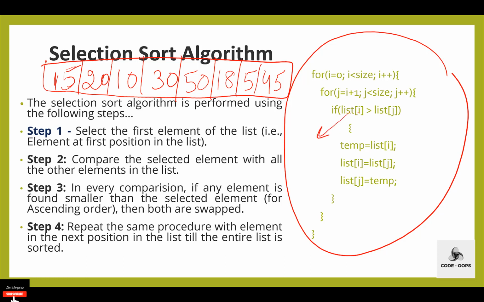List is the name of the array and size is the total number of elements in the array, and i and j are loop counter variables, and temp is a temporary variable for swapping. The first for loop is for pass and the second for loop is for comparison.